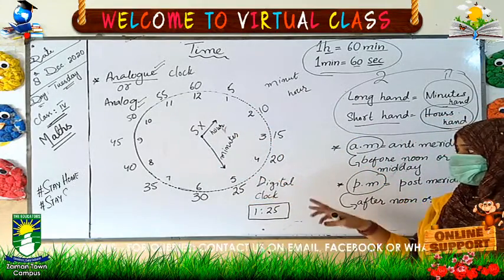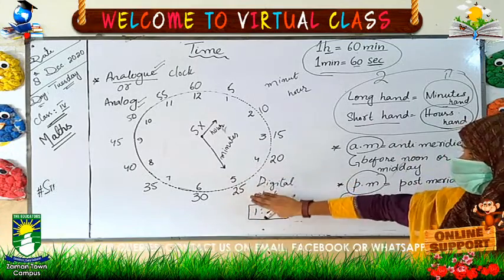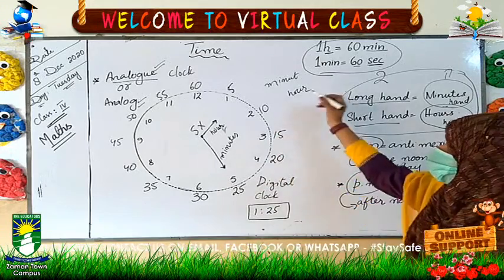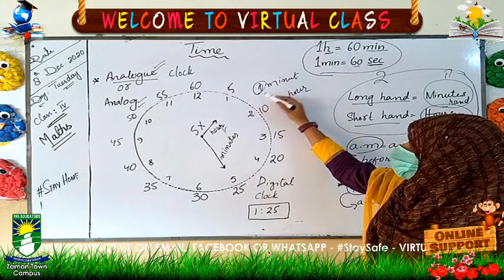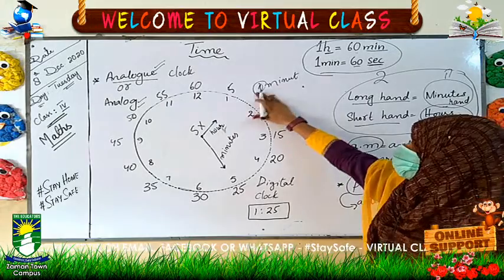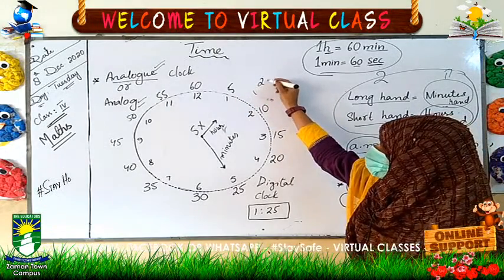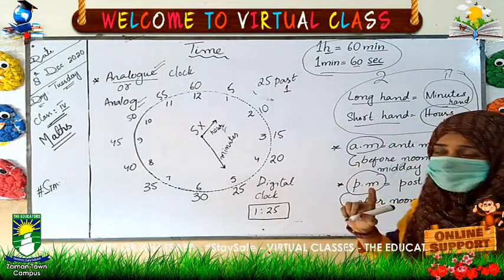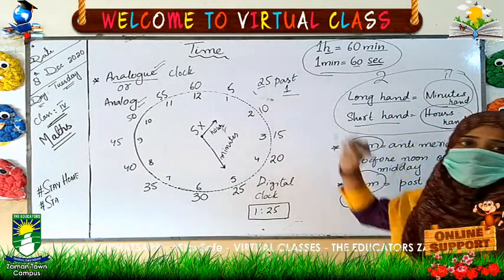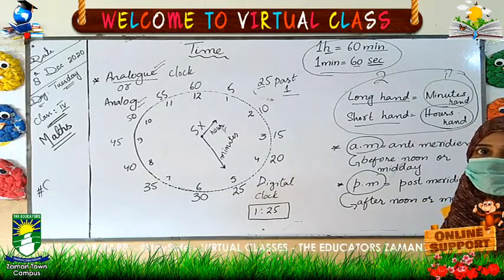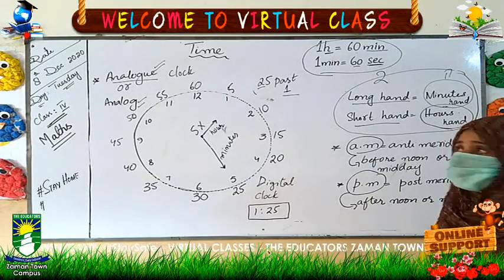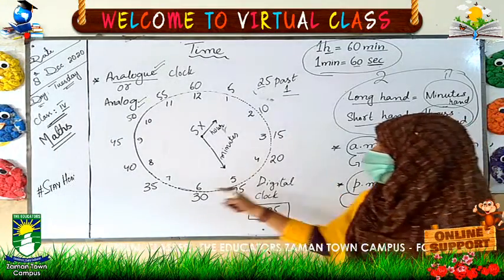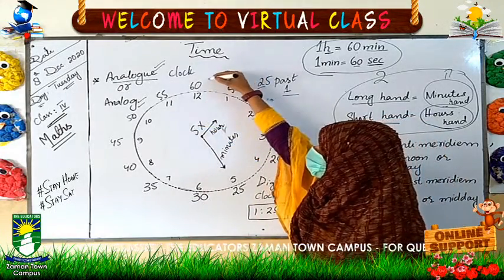I will not say it's 1:25. I will say 25 past 1. I have to tell the minute first, then the hour. The time is, I will write here, 25 past 1. Usually in Urdu we say the hour first then the minute, but in English we say the minute first.